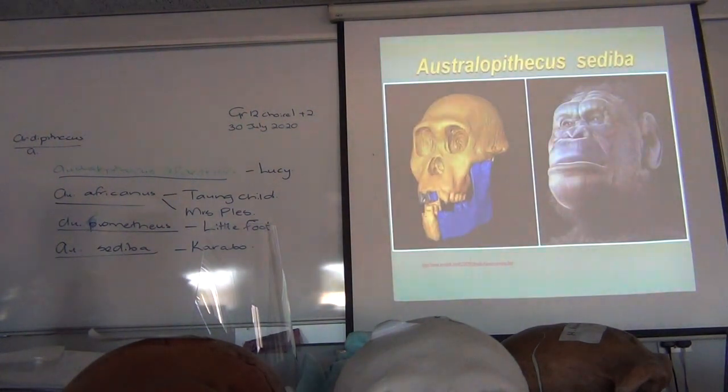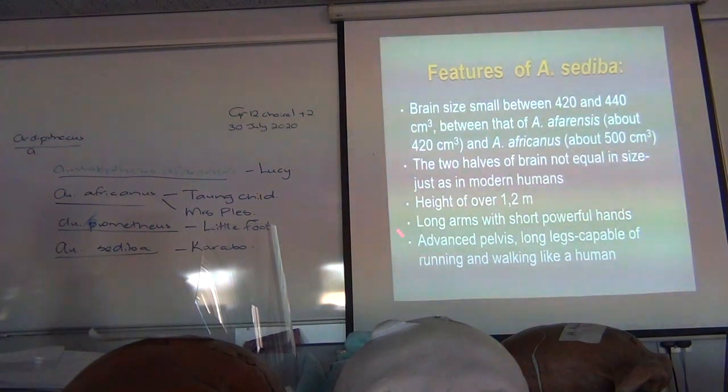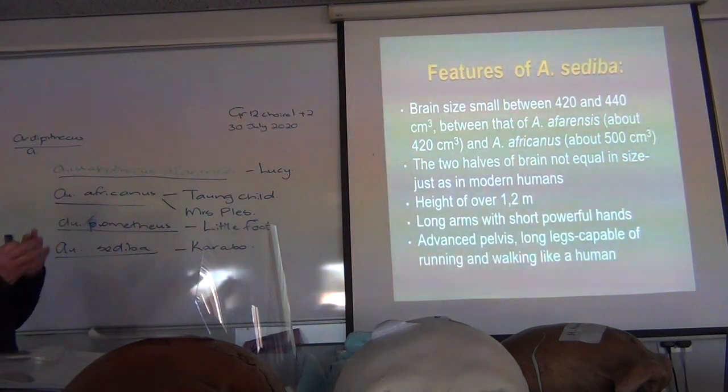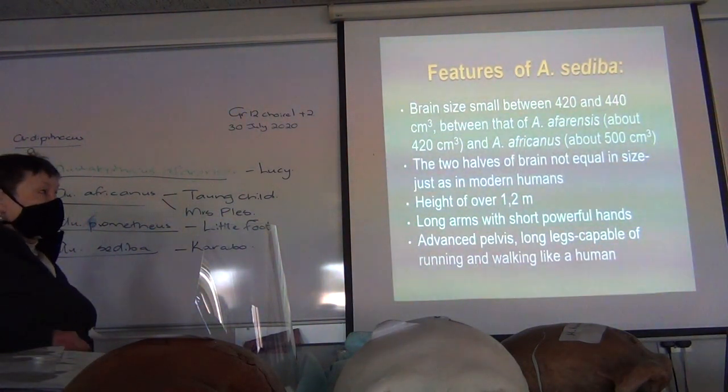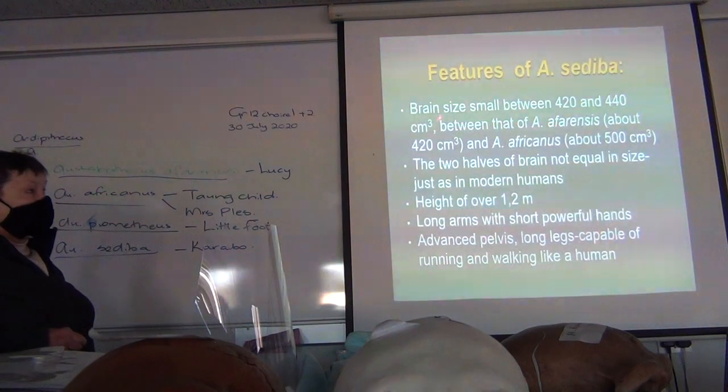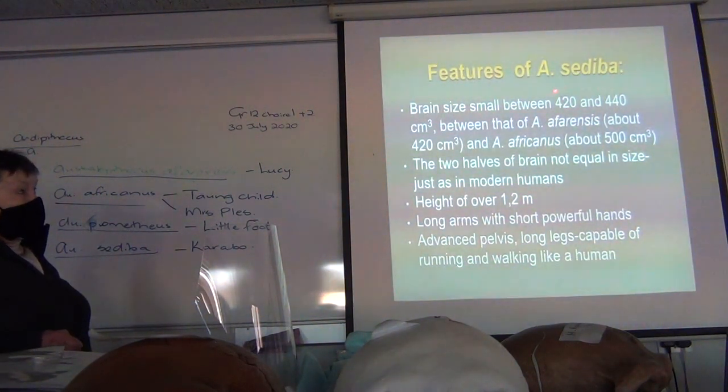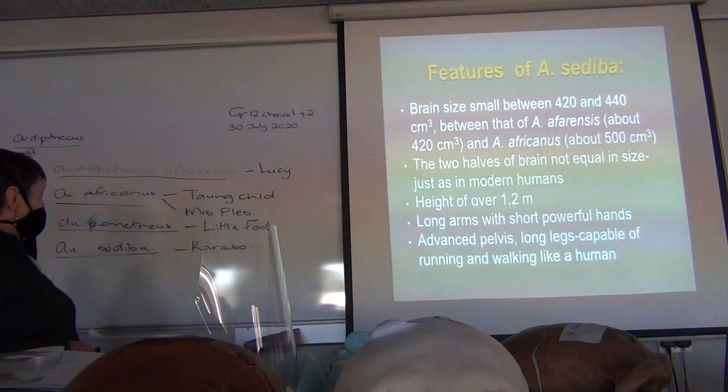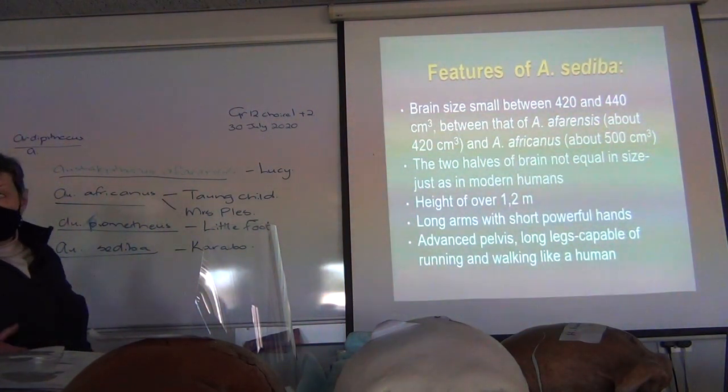Okay. All right. So what are the features of sediba, especially the features that make it fit in with Lieberger's argument that it's a transitional? Actually had a very small brain size. So 420 to 440. What was Australopithecus africanus?